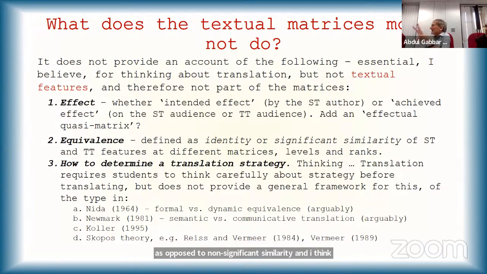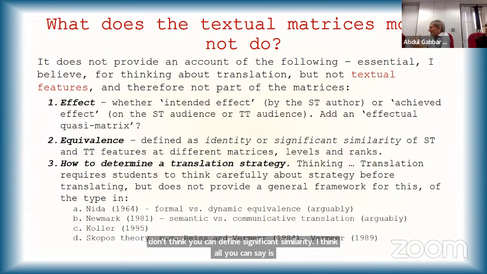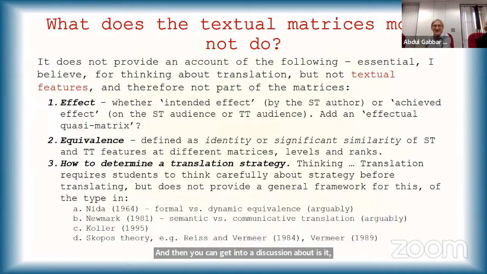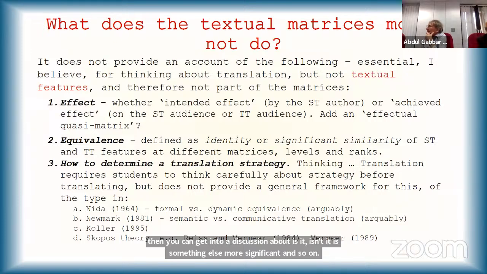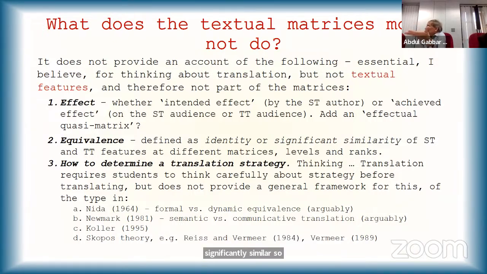I don't think you can define significant similarity. I think all you can say is, I think this is significant. And then you can get into a discussion about, is it, isn't it, is something else more significant, and so on. But if we think of equivalence as being significantly similar, so you take the Qasida, and you say, well, I want to translate this into English. What would be a significantly similar genre in English? Because we don't have a Qasida.